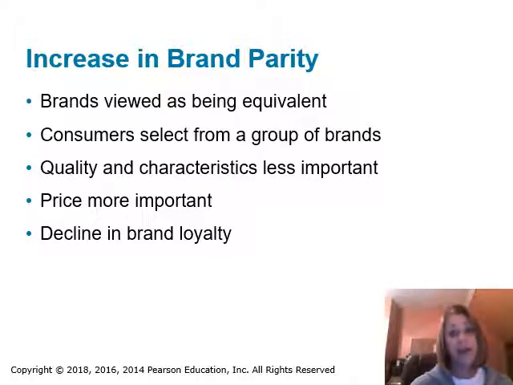With brand parity, consumers see the brands as about equal in quality and attributes. Rather than having one brand that is viewed as being superior, consumers often have this group of brands, or what we call consideration set, they feel are equal and would meet their needs. As a result, in brand parity situations, quality and characteristics become less important since they are viewed as being equal. That makes price often the determining factor. The rise in brand parity has led to a decline in brand loyalty.